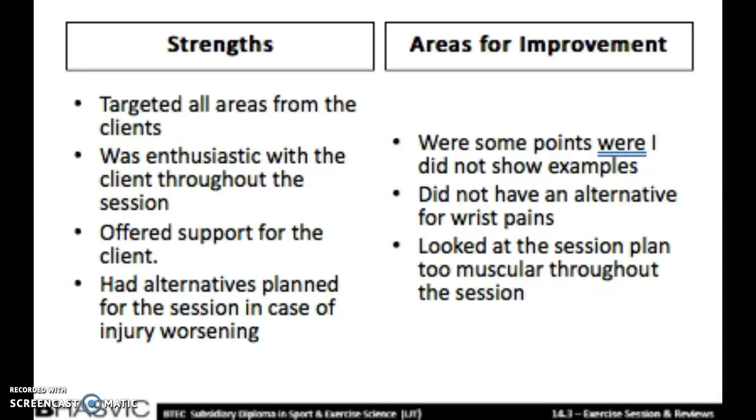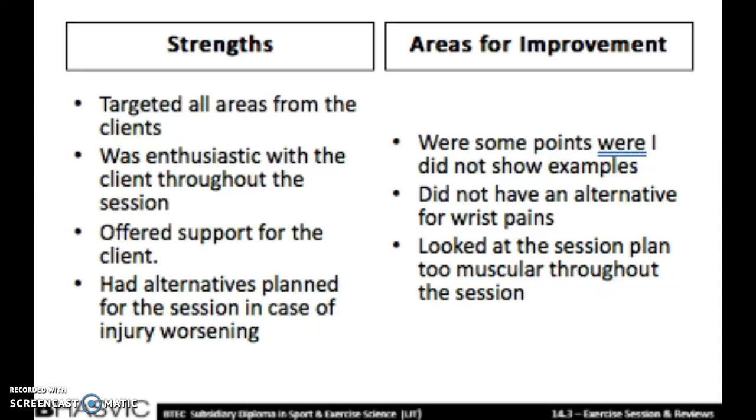Finally, I was told by the peer observer that I looked at my session plan too much throughout the session, which I also agree with. It made me look unsure of what I was doing, and it may have led to the client having less trust in me.